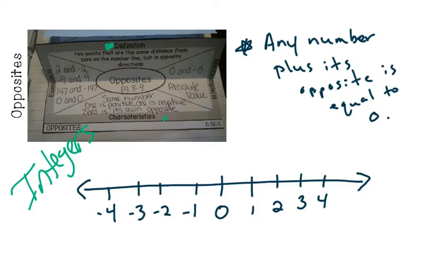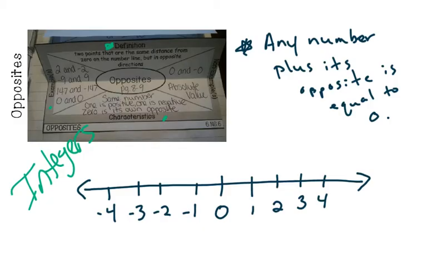Okay, and some examples, if you look over here, 2 and negative 2 are opposites. Negative 9 and 9 are opposites. 147 and negative 147 are opposites. And then 0 and 0 are opposites. And then what are not opposites? 0 and negative 0. There's no such thing as negative 0. So that's not an example. And then something called absolute value is different than opposites. And you're going to learn about that soon.